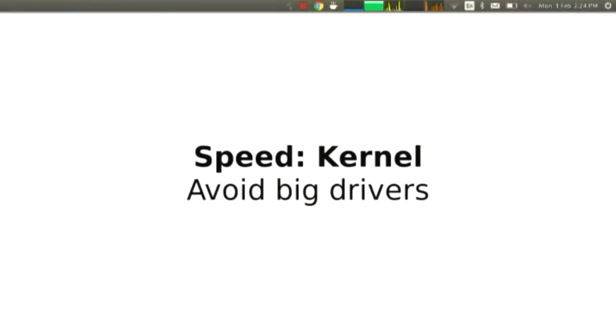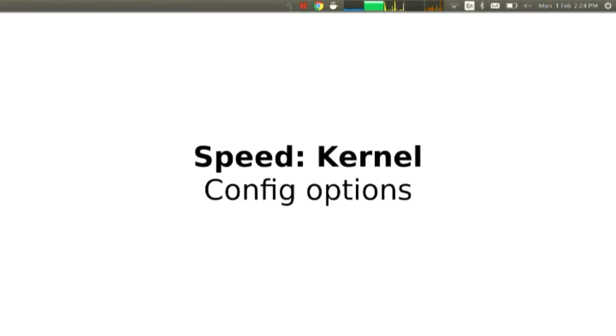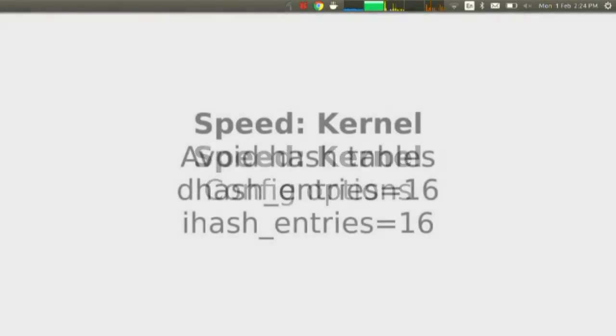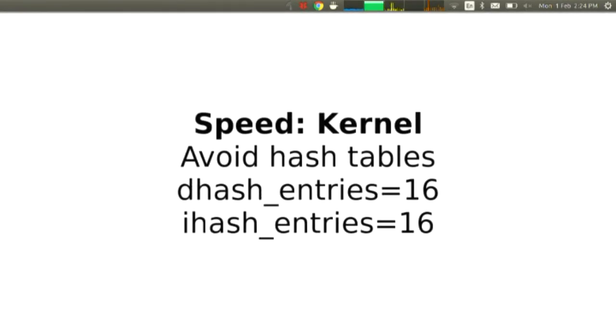So this is probably fairly obvious. Avoid big drivers. There's also a bunch of config options we had a look at. There's a whole bunch of hash tables that the kernel will allocate that you may not really care about. A lot of what we were looking at was, if we're going to run certain things in simulators to experiment with code, you don't necessarily need an entirely functioning system. You just want a whole bunch of niceties instead of just writing raw ASM.